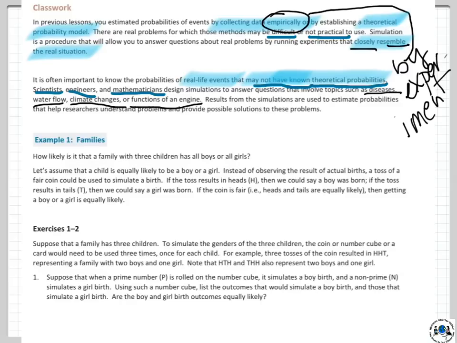Results from simulations are used to estimate probabilities that help researchers understand problems and provide possible solutions to these problems. I hope that is clear enough to you. The truth is, in real life, we want to make certain strides towards problem-solving steps or cures to certain diseases, and the only way to do that at the beginning sometimes is to use a simulation. Sometimes those simulations are even in a computer.